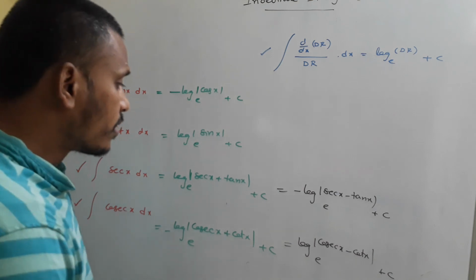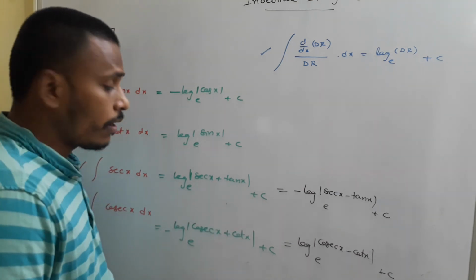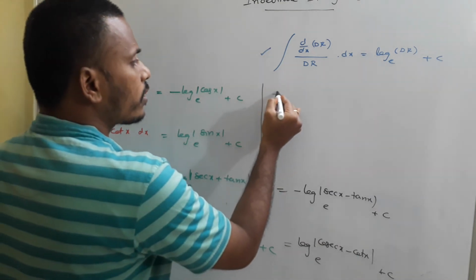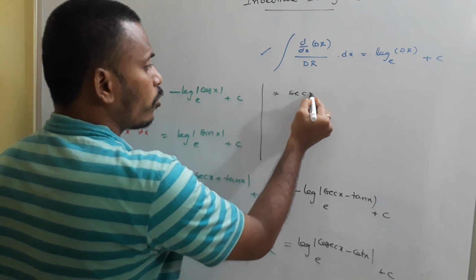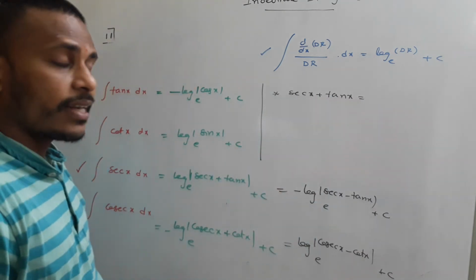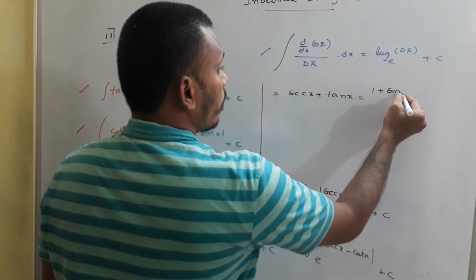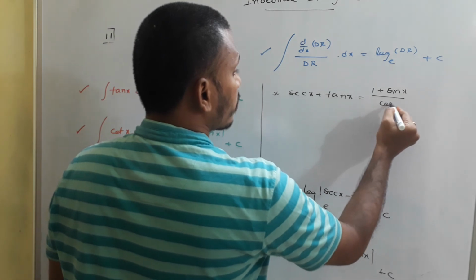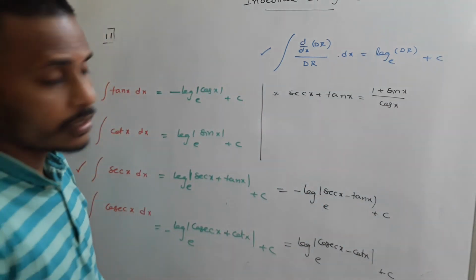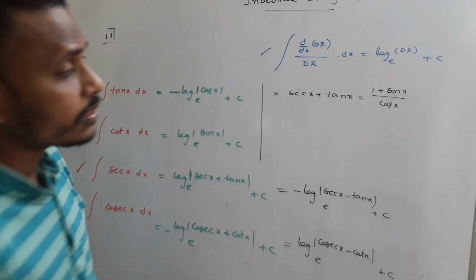Not only that, sometimes this secant x plus tan x is also further simplified. See how to simplify this secant x plus tan x. I think you are all good at trigonometry. What do you say about secant x plus tan x? See, secant x is 1 by cos x, tan x is sin x by cos x. That can be written as what? 1 plus sin x by cos x. Is it right? So how to simplify this 1 plus sin x by cos x?